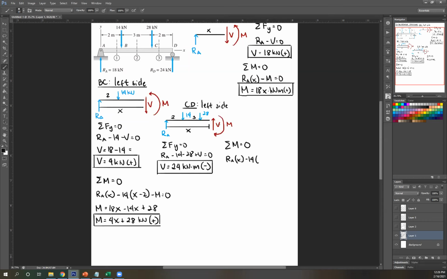Distance to this side would be, we're going to take this length, that's x minus 2. And then lastly, 28. 28 downward, rotating it about the right side, you get counterclockwise. So again, negative 28. Distance, I'm going to take this distance, which is just x minus 2 minus 3, or x minus 5.